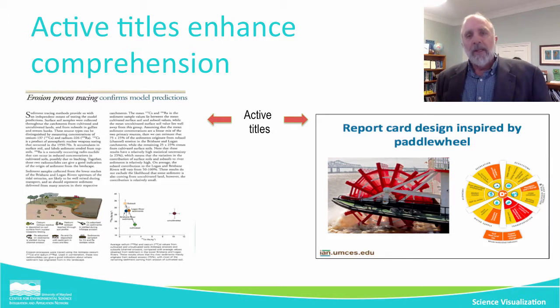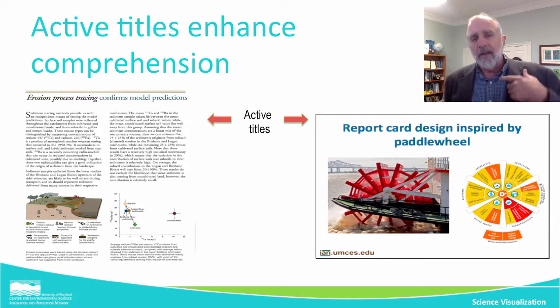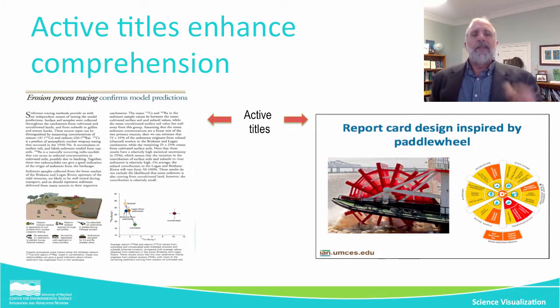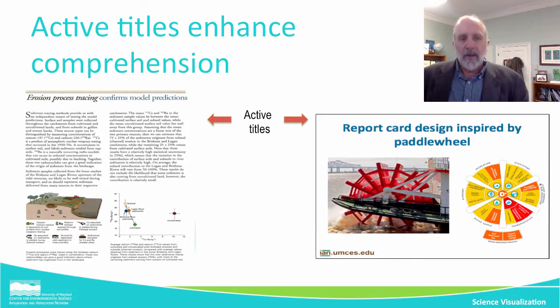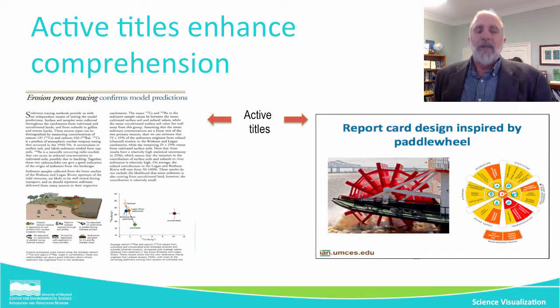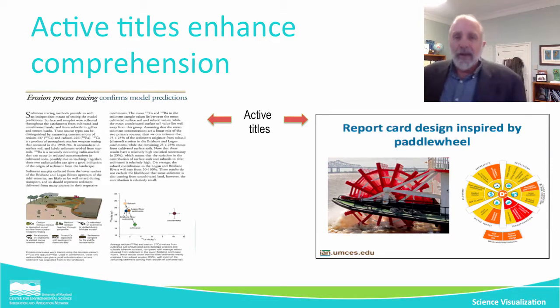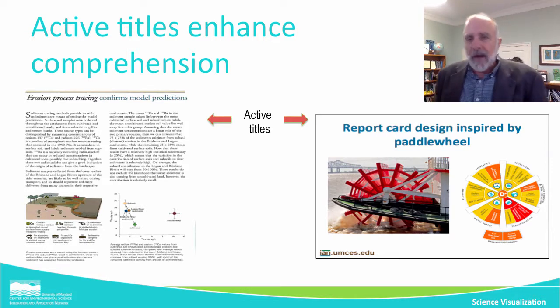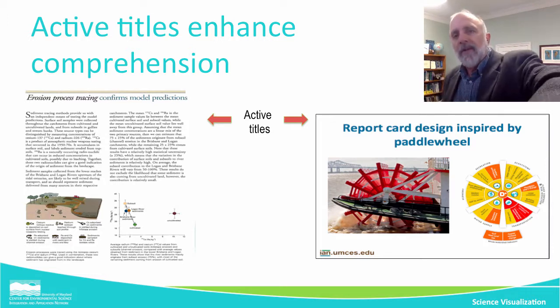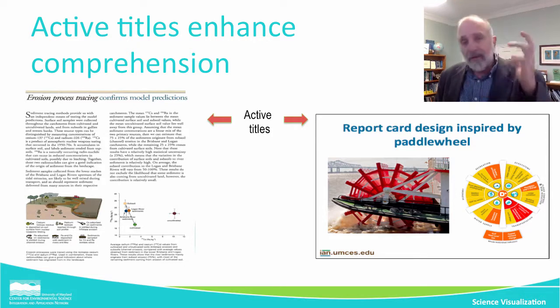Okay, so ABT. Another key thing to consider and develop a talent for is active titles. An active title is the opposite of saying "results" or "methods." It's saying what you found. In this case, in this book, we said "erosion process tracing confirms model predictions," and then there's a diagram and a graph to support it. In this one, on the PowerPoint, "report card design inspired by the paddle wheel," and the picture of the paddle wheel and then the report card. So these are active titles, so even if you cut away the graphics and just look at the title, you get the message.